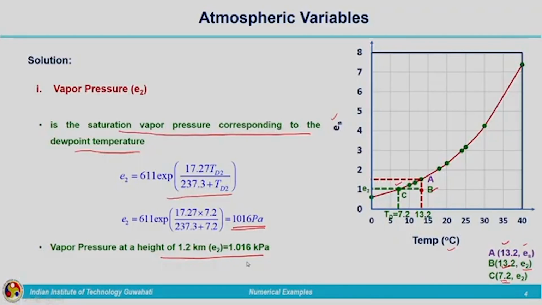So, for the dew point temperature, if we make use of that particular curve, we will get a pressure, that is the saturation vapor pressure. That vapor pressure is the vapor pressure existing at that particular temperature at that level. So, that is calculated to be 1.016 kilopascal. So, we got the value corresponding to vapor pressure.